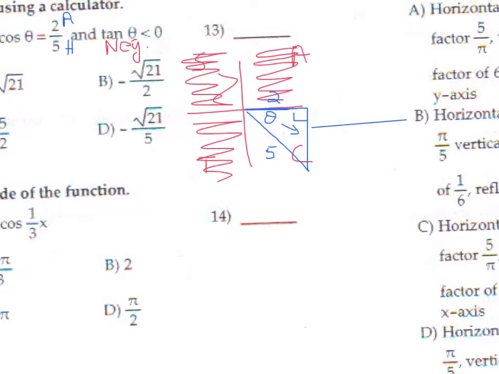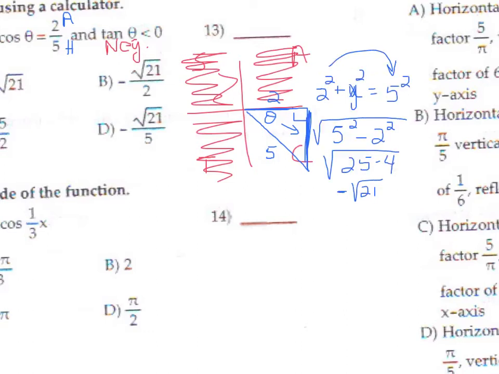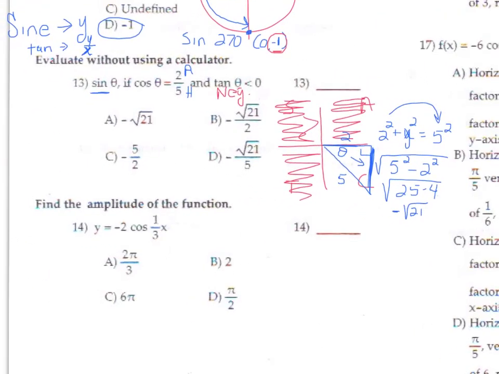So I can do the square root of, when you use the Pythagorean theorem, that would be 2 squared plus the y value squared, and then equals 5 squared, right? So then when you solve for the y, that's going to be the square root of 5 squared minus 2 squared, because you move to the right. So that would be the square root of 25 minus 4, which is square root of 21. So that is the opposite side. And it's negative because it's going down. So if you want the opposite over the hypotenuse, because you need sine, well, that's going to be negative square root of 21 over the hypotenuse, that is 5. And that is D.